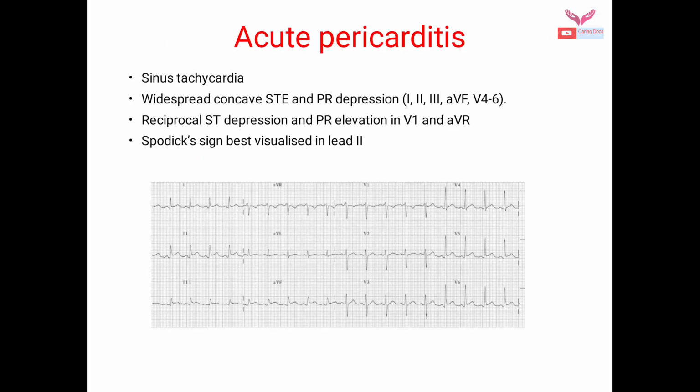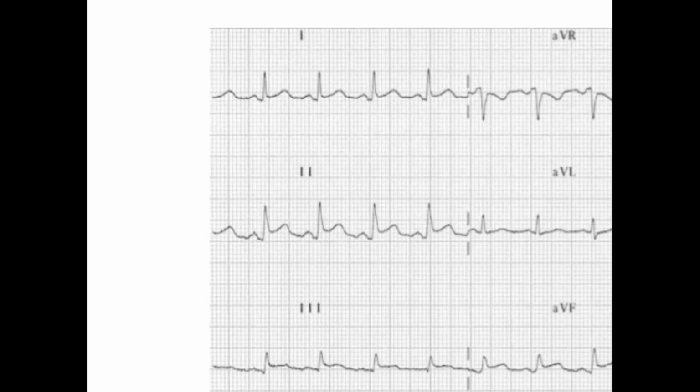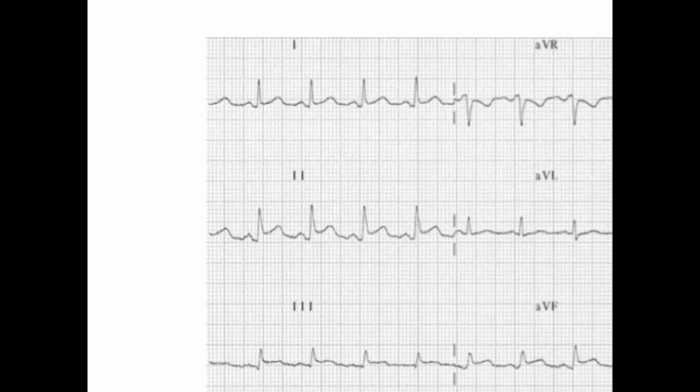This is the ECG which shows acute pericarditis showing sinus tachycardia, widespread concave ST elevation and PR depression in lead 1, 2, 3, AVF and V4 to V6. Reciprocal ST depression and PR elevation in V1 and AVR is also seen, and we can see that Spodick sign is positive in lead 2. If I zoom it, you can easily visualize that lead 2 is showing Spodick sign, that is TP segment is downsloping in lead 2.